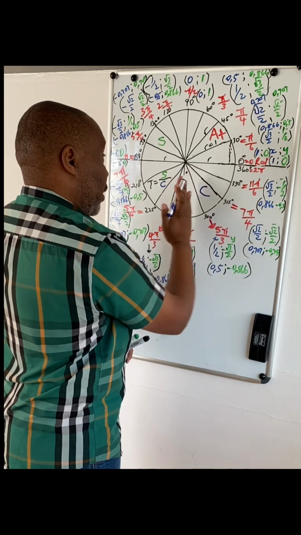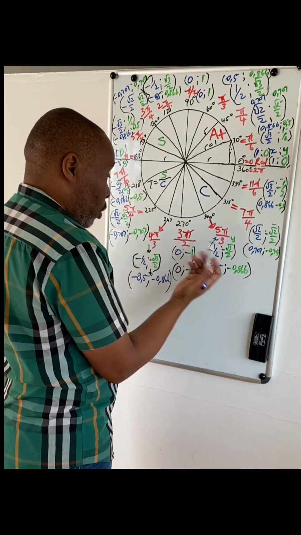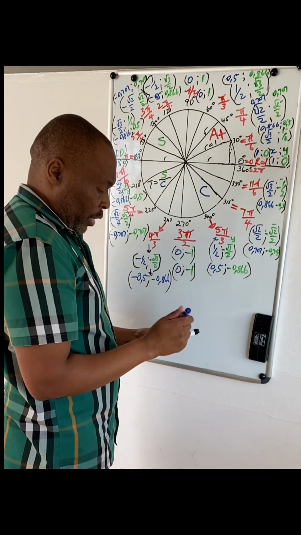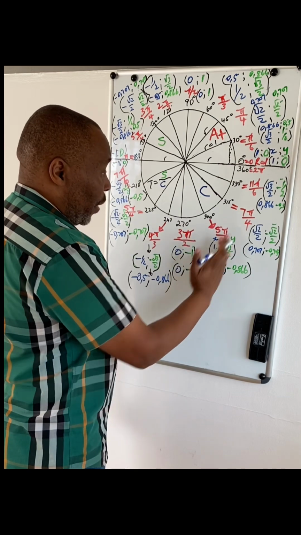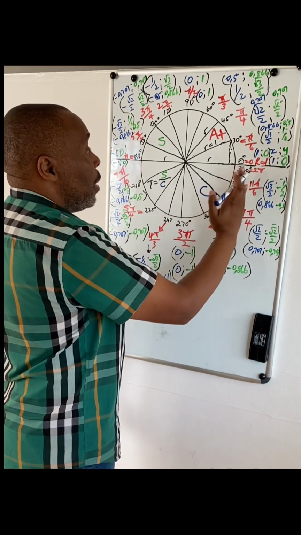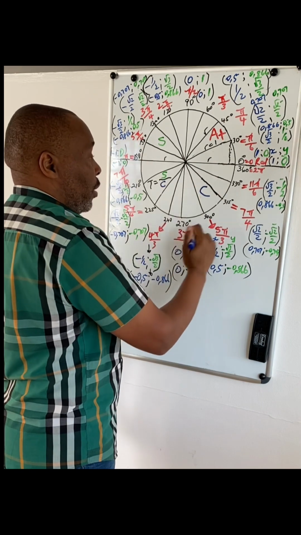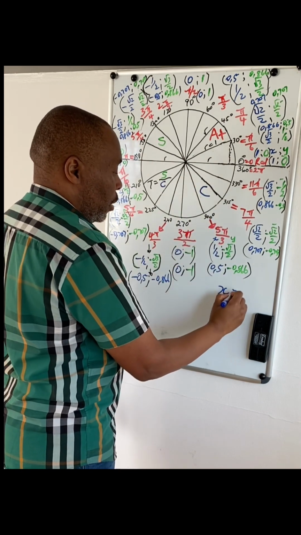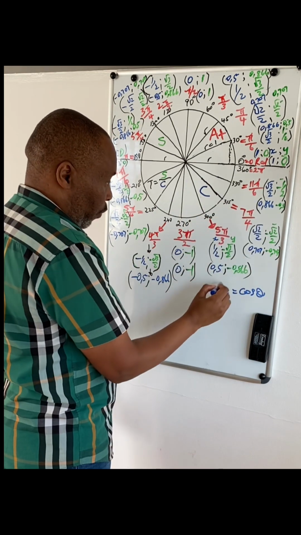In this quadrant, it is positive, including this 240, because 0 is also positive. We don't have a negative 0, we just have 0. But the x values that we're concerned with are all positive in the fourth quadrant, and x is equal to cos of theta. Therefore, cos is positive in the fourth quadrant.